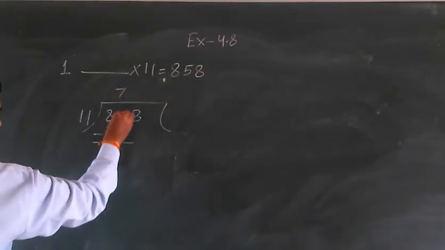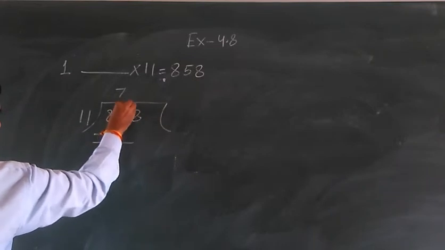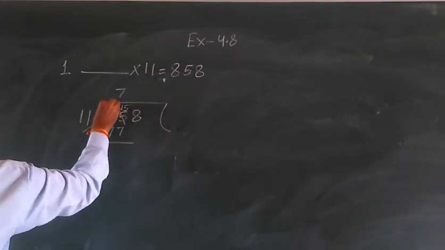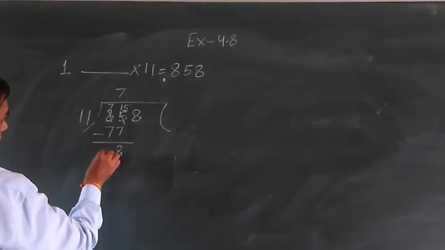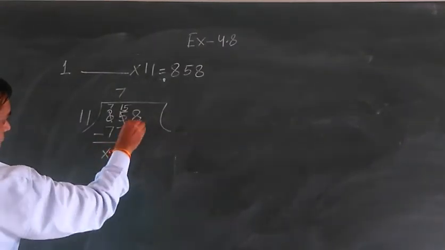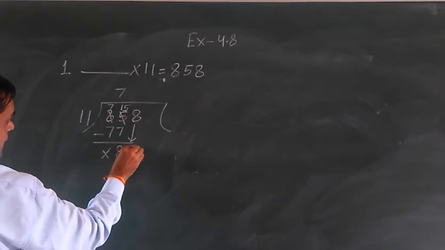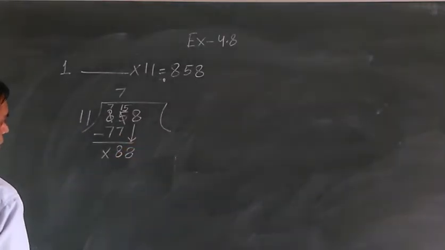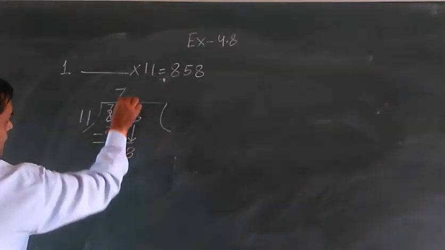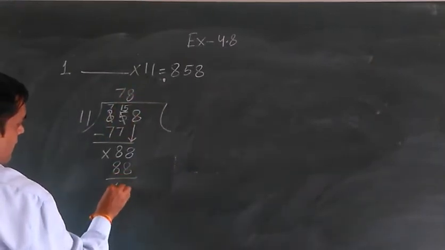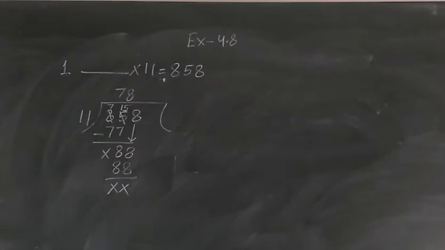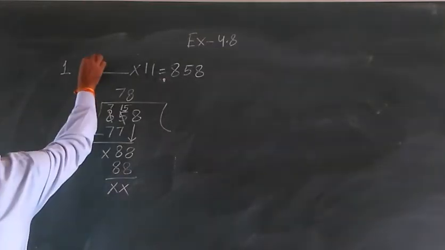Now we subtract. 5 cannot be subtracted by 7, so we take the carry. 15, we get 8. 7 minus 7 we get 0, and 8 is brought down, so it will be 88. You know very well 11 eights are 88. So we say the other factor is 78.